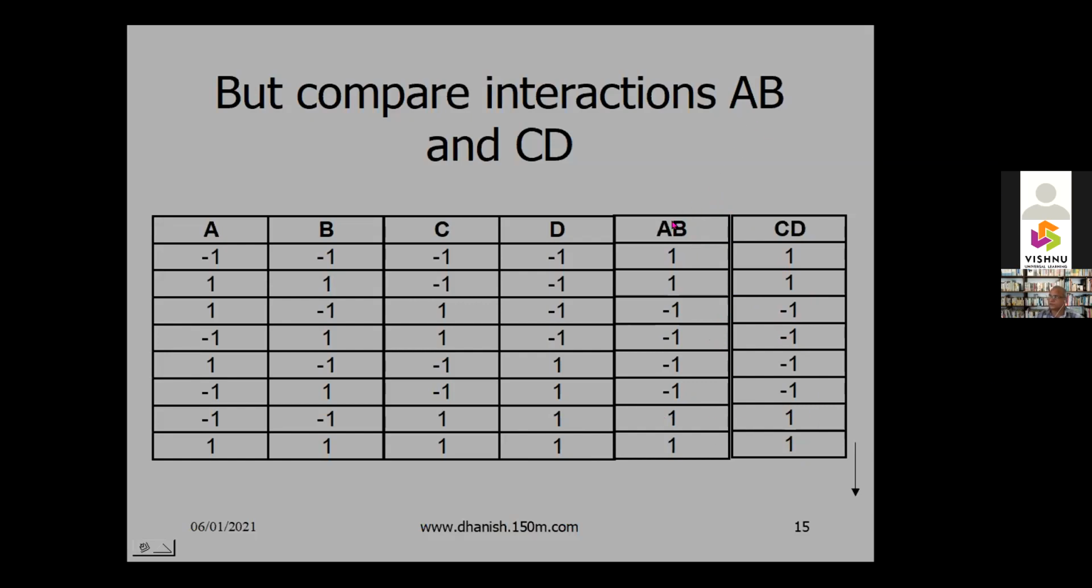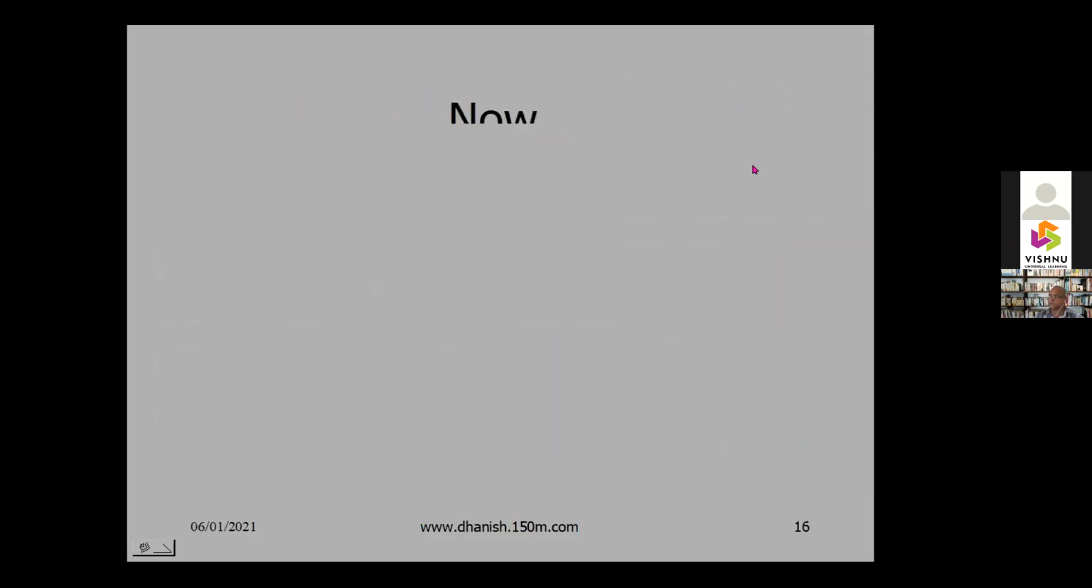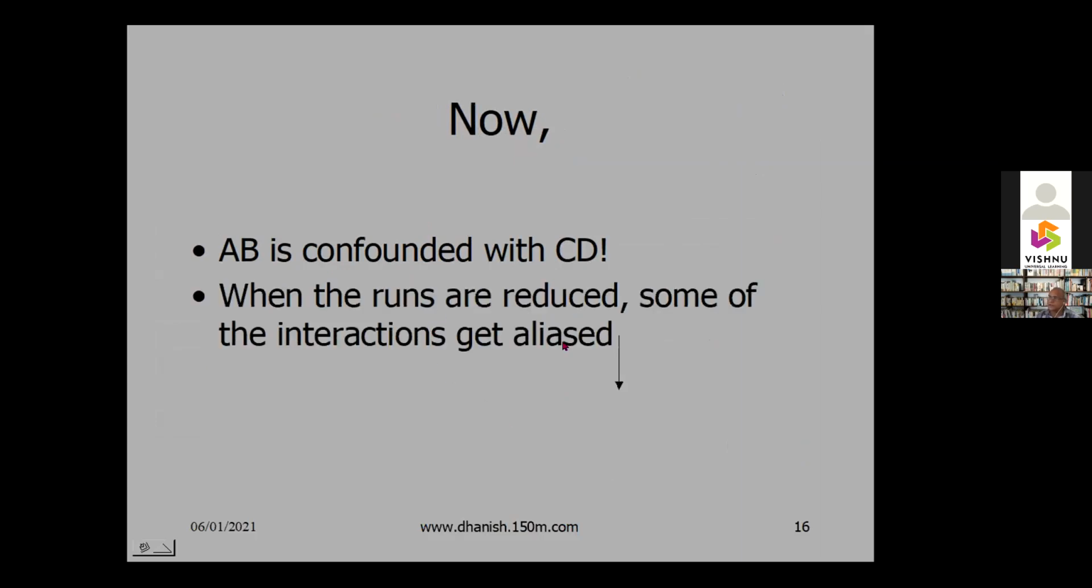So now AB and CD are confounded. So AB interaction is confounded with interaction CD. So if you calculate the interaction AB, we cannot identify whether it is because of AB or because of CD. So that is the problem.